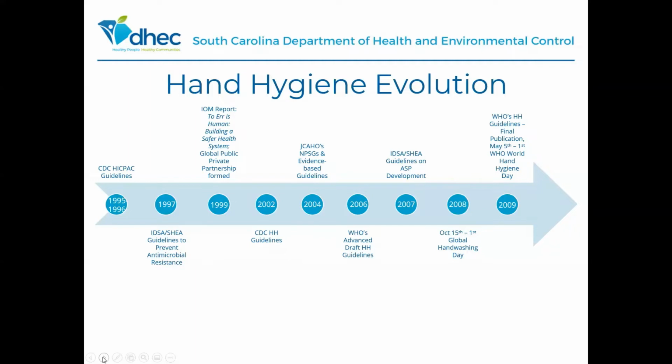In 2002, the CDC released the first national guidelines specifically focused on hand hygiene, and they're still referenced today. In 2004, the Joint Commission on Accreditation of Healthcare Organizations, now known as the Joint Commission, released the first set of national patient safety goals, with one of them targeting hand hygiene. And other evidence-based practices began to emerge at that time as well. In 2006, the World Health Organization, also known as WHO, released its advanced draft of hand hygiene guidelines.